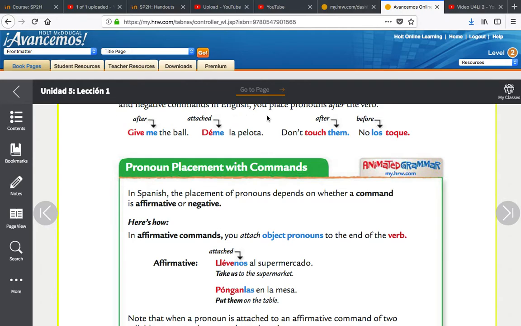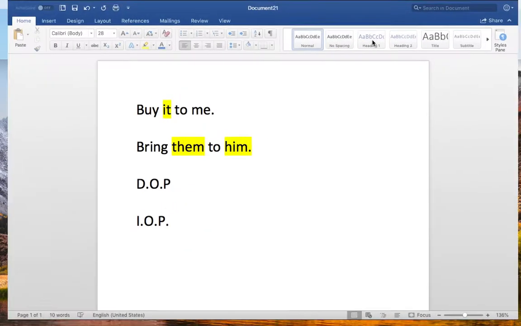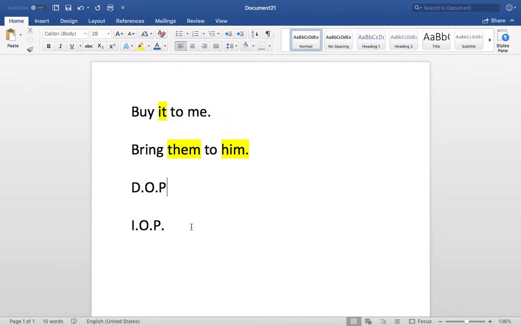Okay, now we're going back here and we're going to talk about the commands. Remember what a command is? A command is when you tell somebody what to do and what not to do. So there are two types of commands. We have affirmative and negative. Affirmative is when you tell somebody what to do, and negative is when you tell somebody what not to do.